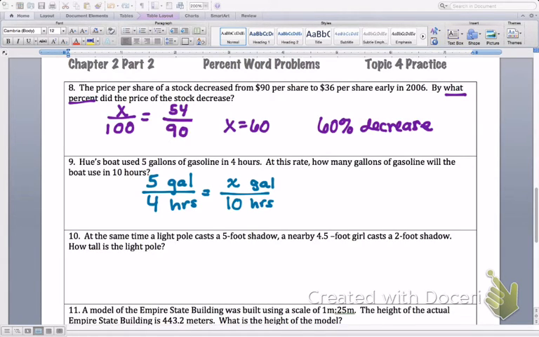You could have also had 4 over 5 equals 10 over x. As long as you're consistent with the same thing in the numerators and the same thing in the denominators, you'll still get the same answer. So we get x is equal to 12.5. So that's 12.5 gallons.